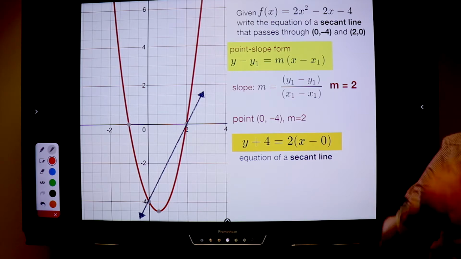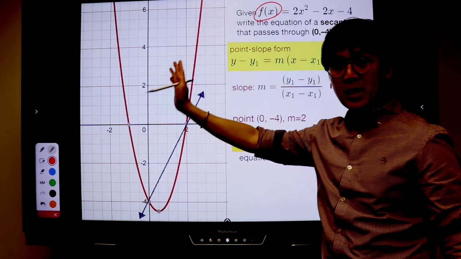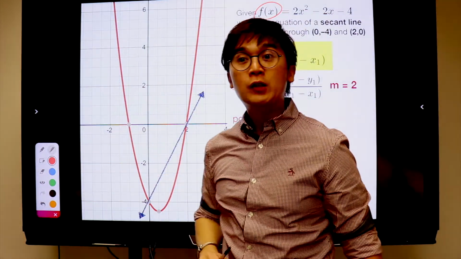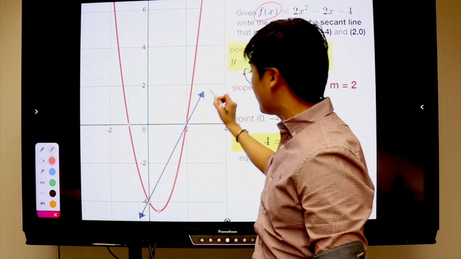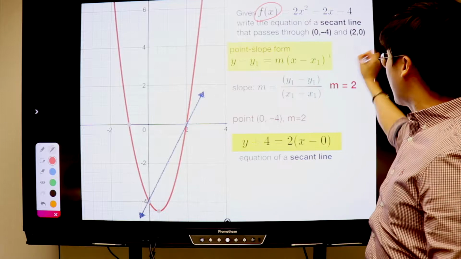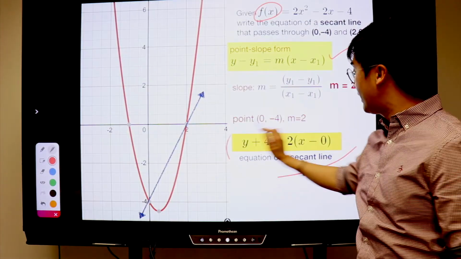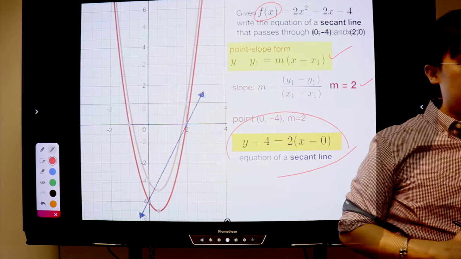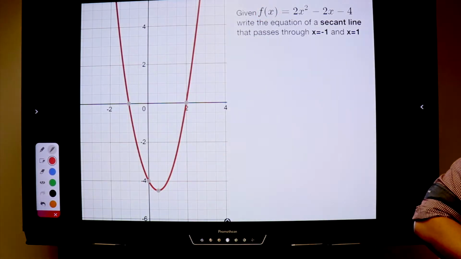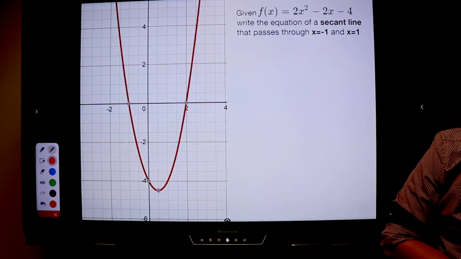Easy, right? So let's do a recap. You're given f of x, which is a parabola. You're given 2 points on your parabola, and you need to produce the equation of this secant line, which is connecting the 2 points. And we're able to produce that using the formula, finding the slope, and then plugging it into your equation. Write the equation of a secant line that passes through x equals -1 and x equals 1. How do you think you will be able to answer this problem?